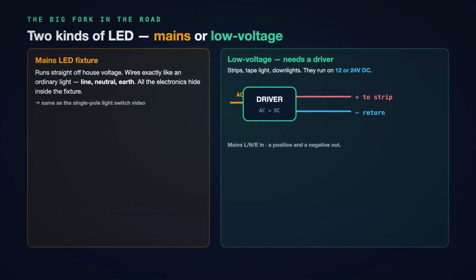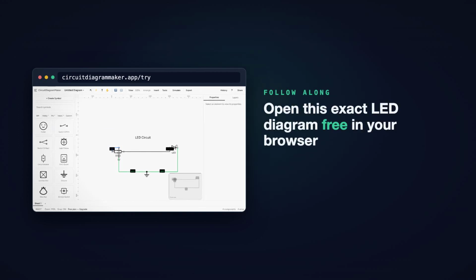Line, neutral, and earth go into the driver. A positive and a negative come out. So the main side of a low voltage LED looks like any appliance. The real wiring is everything after the driver. One rule up front. Every driver has a wattage rating. Add up the watts of the LEDs it feeds and keep the total under that number. Overload a driver and it runs hot, flickers, or dies early.